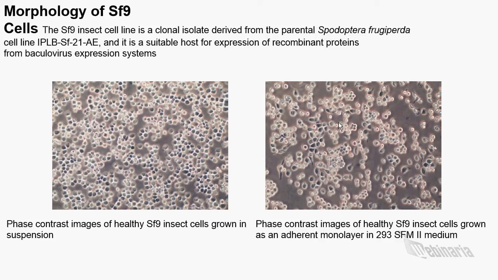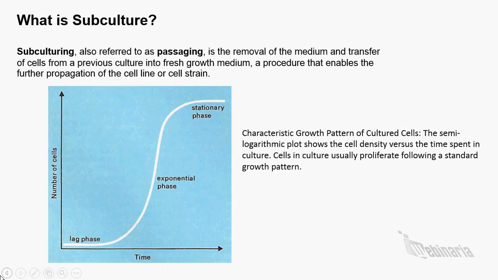Another insect cell line, which is Sf9, basically isolated from Spodoptera frugiperda, and it is a suitable host for expression of recombinant proteins from the baculovirus expression system. Although insect cells have been historically cultured in stationary systems utilizing T flasks and serum supplemented basal medium, these cells are generally non-anchorage dependent and can easily be maintained in suspension culture. So most of the time they are not adherent. They also look beautiful in these pictures, in adherent monolayer or in suspension.